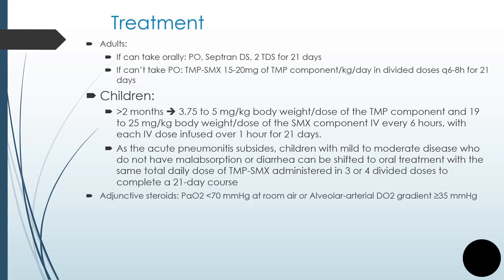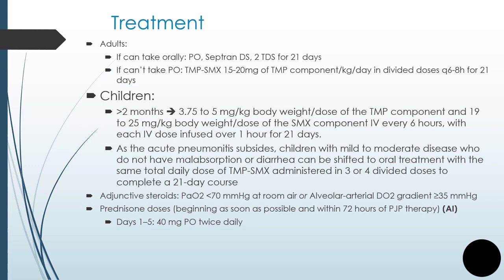In severe disease in which hypoxia is apparent, adjunctive steroids are recommended to be started if the partial pressure of oxygen is less than 70 mm Hg at room air or the A-a gradient is more than 35 mm of mercury. Ideally, the dose should be given before starting the PJP treatment or within 72 hours of PJP therapy.